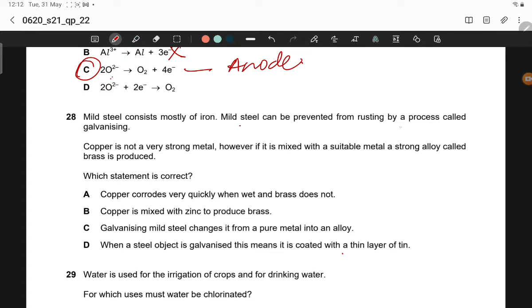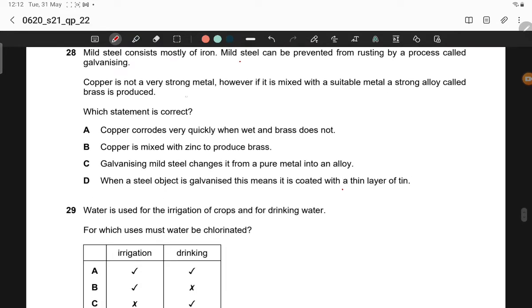Mild steel can be prevented from rusting by a process called galvanizing. Copper is not a very strong metal. However, if it is mixed with a suitable metal, a strong alloy called brass is produced. Which statement is correct? Copper corrodes very quickly when wet and brass does not. No, copper corrodes not very quickly, but slowly. So this is incorrect. Copper is mixed with zinc to produce brass. Yes, this is correct. Brass is an alloy formed by mixing copper and zinc. So B must be correct.